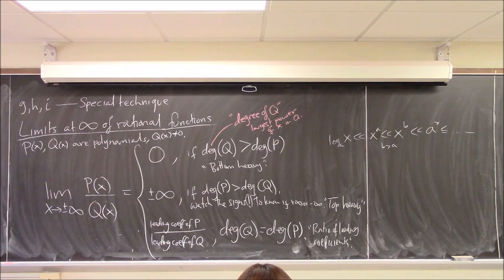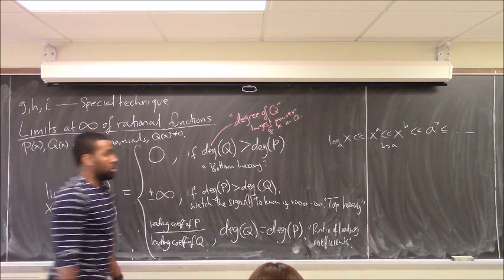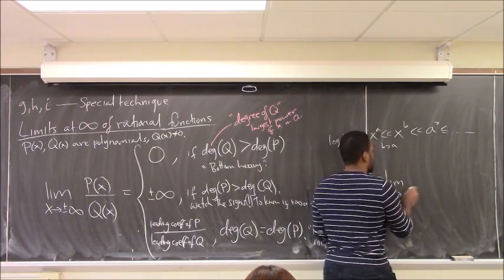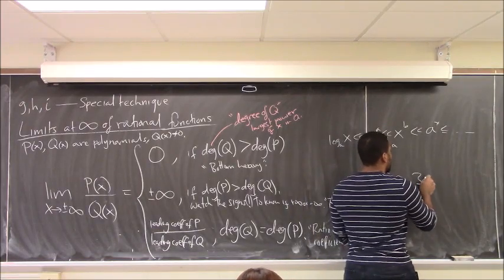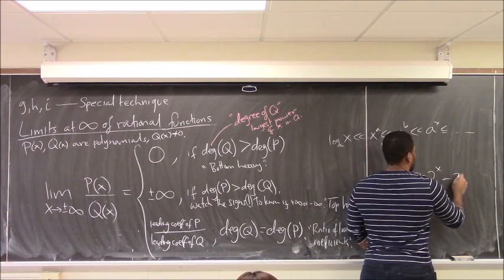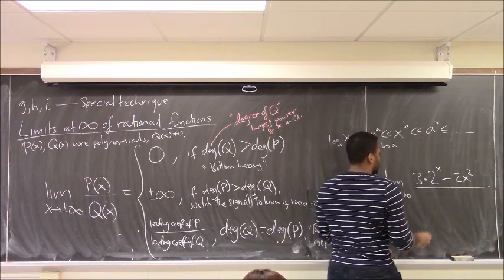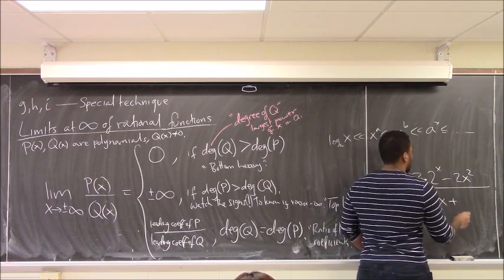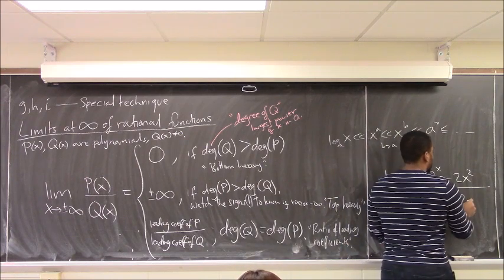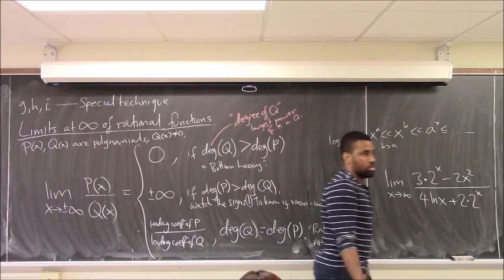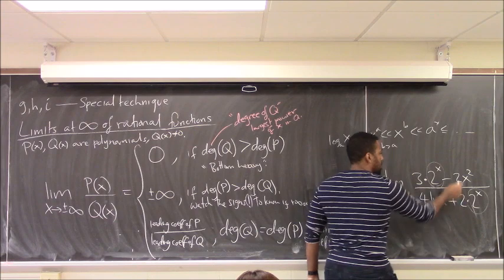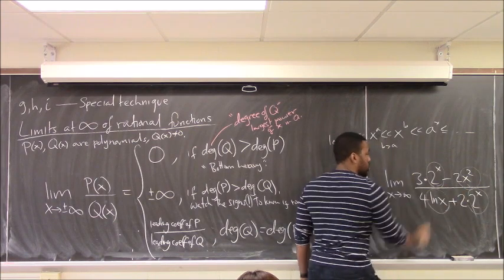So could you do the leading coefficient thing if you had something like 2 to the x on top and bottom? Yeah, so if I had something like the limit as x approaches infinity of 3 times 2 to the x minus 2x squared over 4 ln x plus 2 times 2 to the x, for example. So the functions that show up, I have exponentials showing up, I have a polynomial showing up, I have a log showing up.